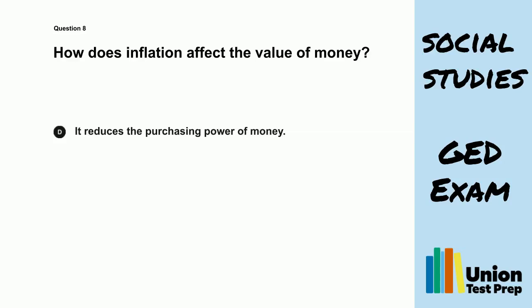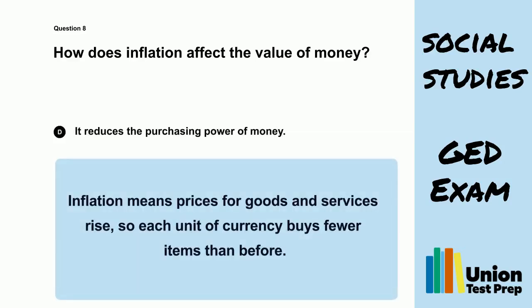The correct answer is D. It reduces the purchasing power of money. Inflation means prices for goods and services rise, so each unit of currency buys fewer items than before.